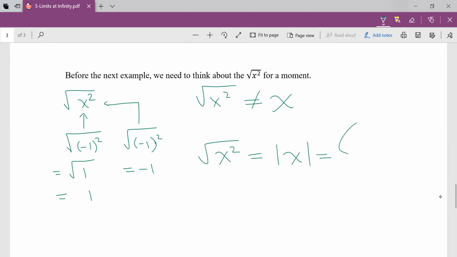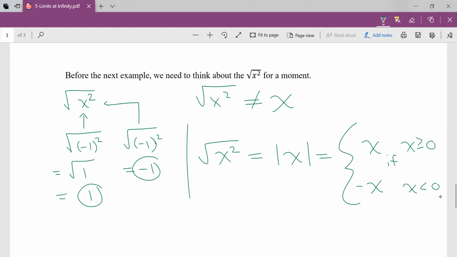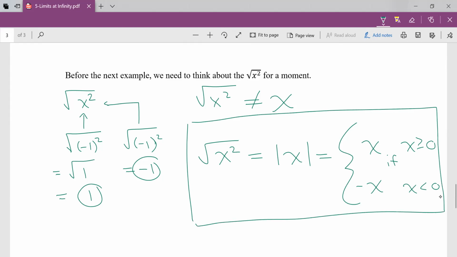And if you remember back to 20-1, what this tells us is an absolute value has a positive and a negative portion. The positive portion is when x is greater than or equal to 0, and the negative portion is when x is less than 0. This is going to be really important in a couple of tricky examples that we'll see as we go through calculus.